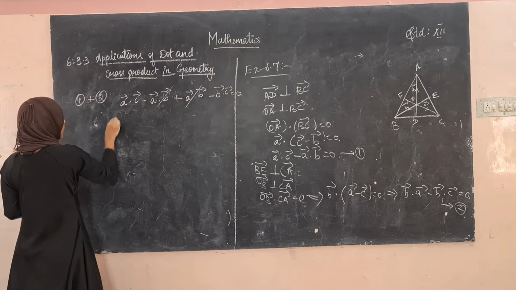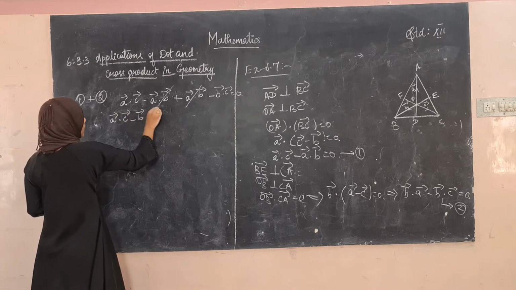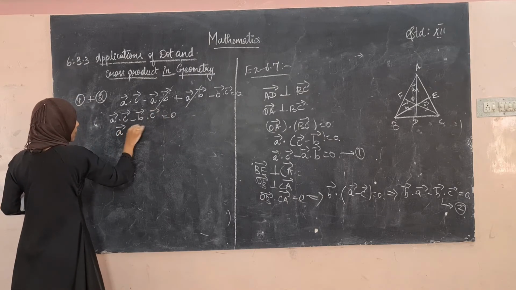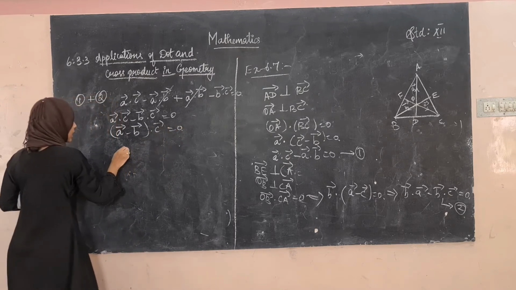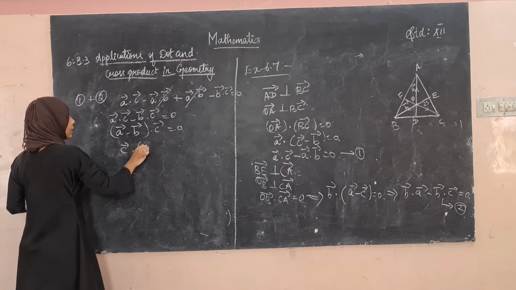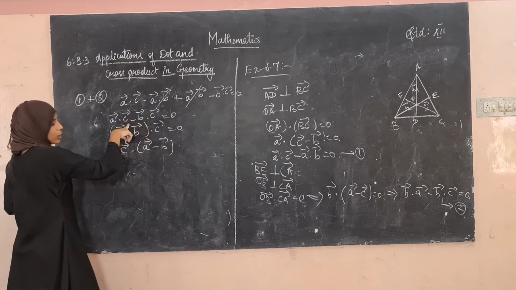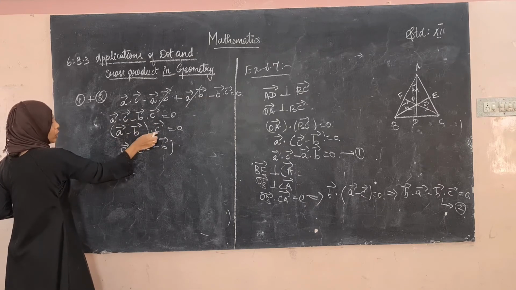The answer is a vector dot c vector minus b vector dot c vector is equal to 0. This can be written as a vector minus b vector dot c vector is equal to 0. This can be written like this, c vector dot a vector minus b vector, right? This is in the distributive form, so we are taking the common outside. A vector minus b vector dot c vector.